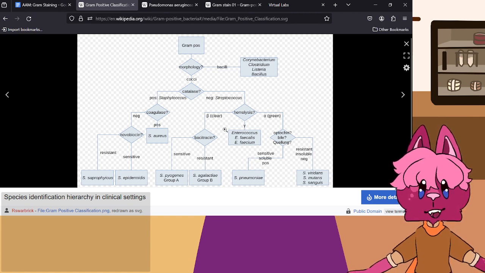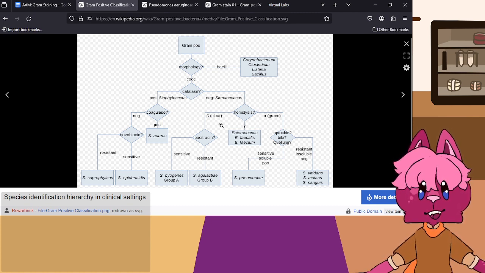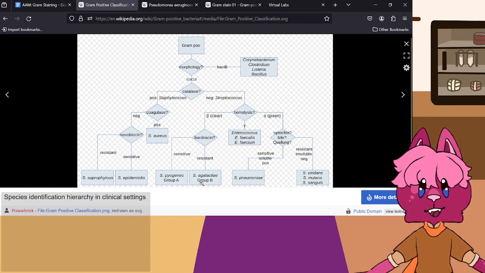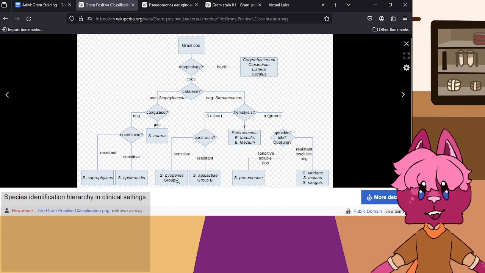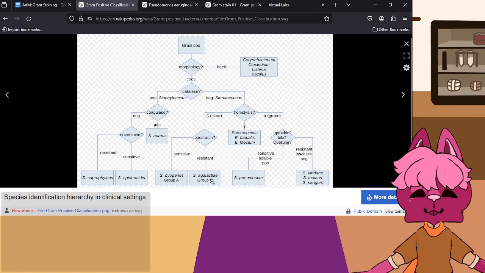But if it hemolyzes and its result is hemolysis B, which is clear, we then look at how it responds to bacitracin, and if it's resistant, it is Streptococcus agalactiae, and if it's sensitive, it's Streptococcus pyogenes. Group A, Group B. So this is Group A strep, this is Group B strep.